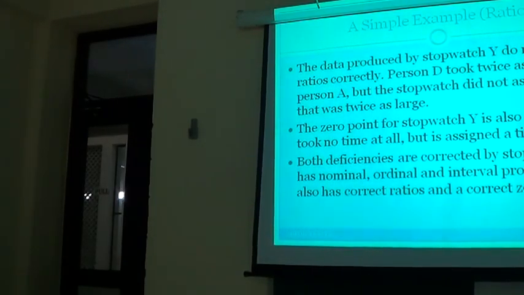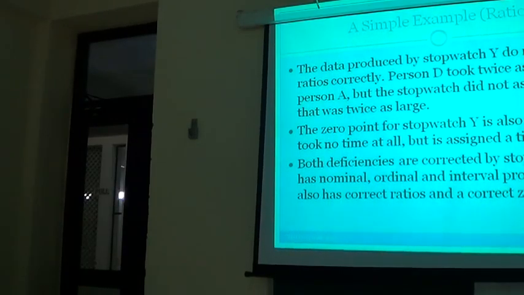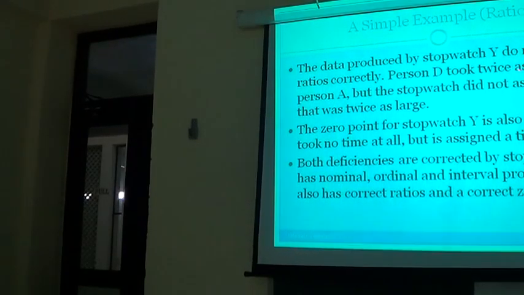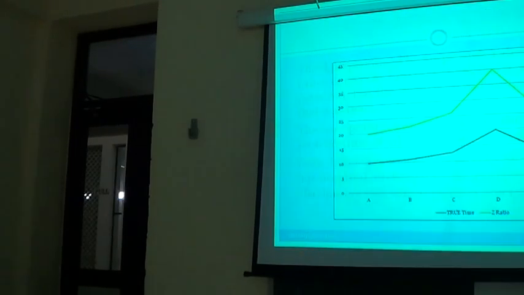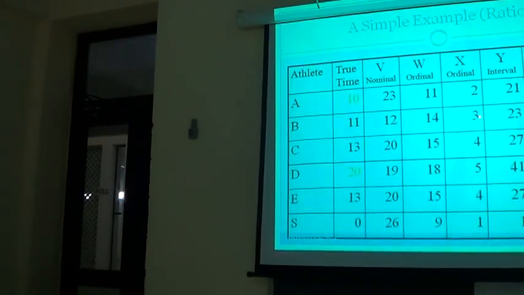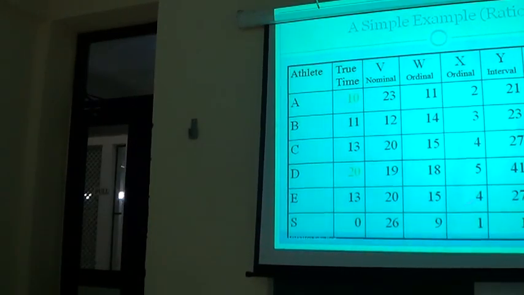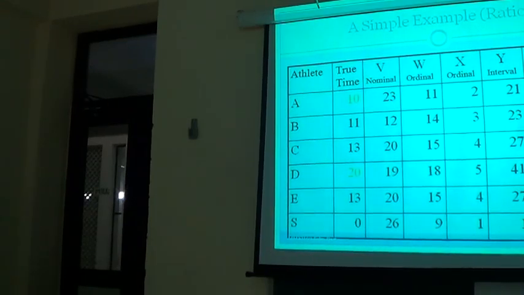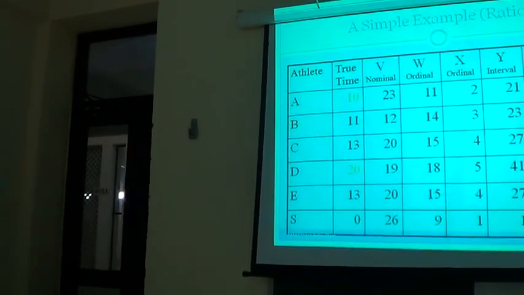So, a simple example for the ratio again: the stopwatch Y does not capture ratios correctly. Person B took twice as long as person A, but the stopwatch did not assign a value that is twice as large. This is for the interval. For example, 10 and 20 here it says 21 and 41. It really needs to be twice, that is 21 and 42, but that wasn't captured by the interval scale. But in the case of ratio, 20 and 40, yes. So that is a high level of precision. Is that clear?